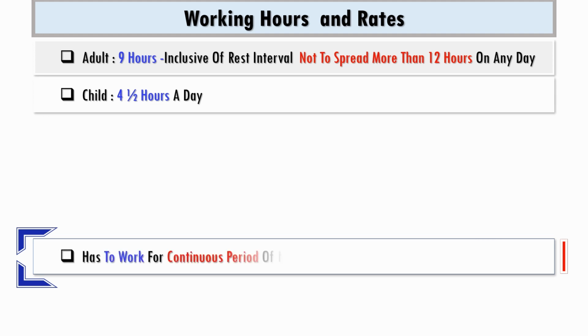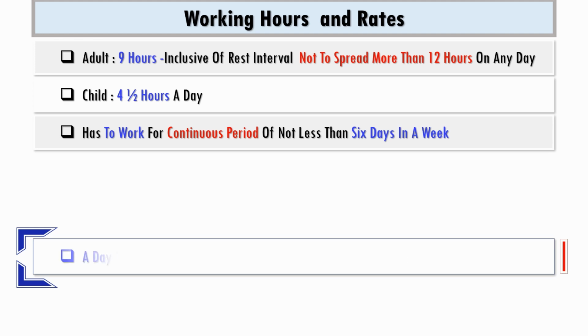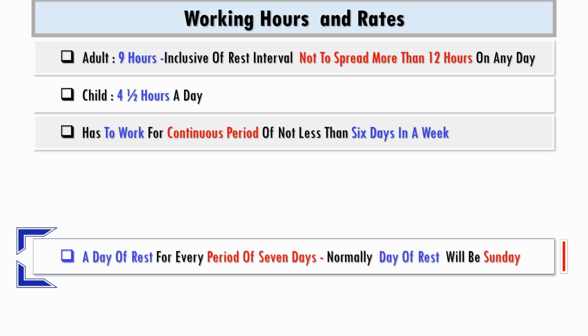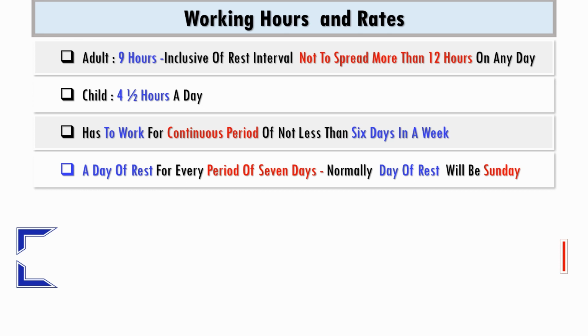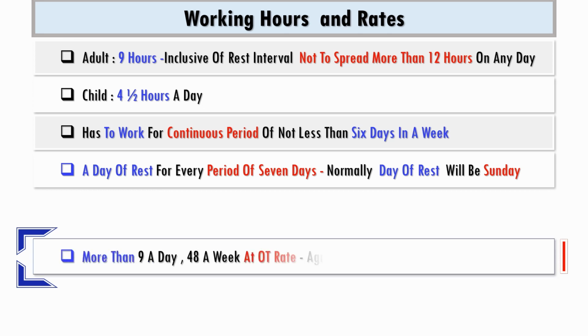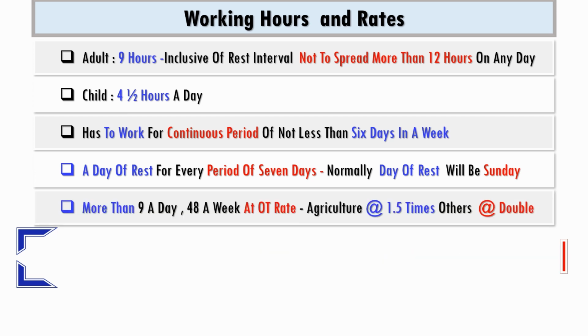One has to work for a continuous period of not less than 6 days for a weekly leave, a day of rest for every period of 7 days, and normally day of rest will be Sunday. If a person works for more than 9 hours a day or 48 hours a week, he is eligible for overtime, and the overtime rates will be for agriculture at 1.5 times the normal average wage, and in case of others it is at double the normal rate.